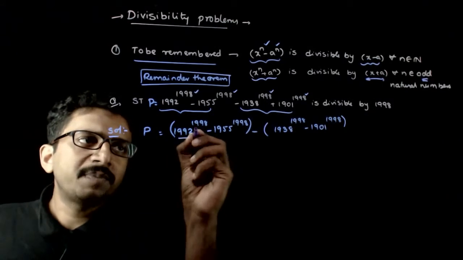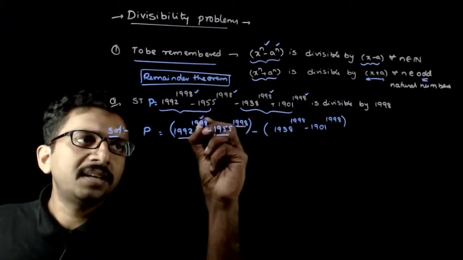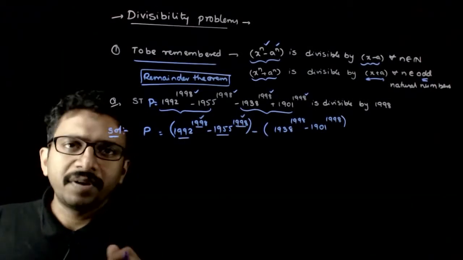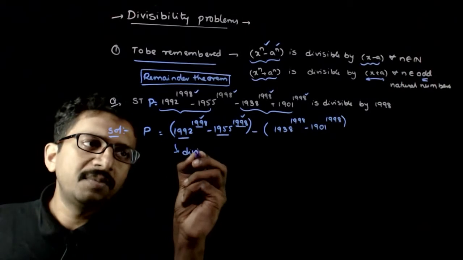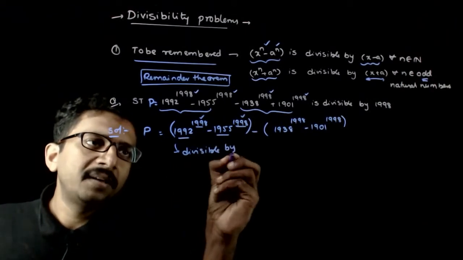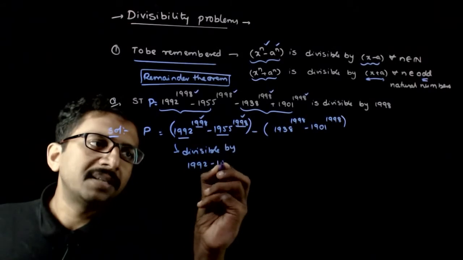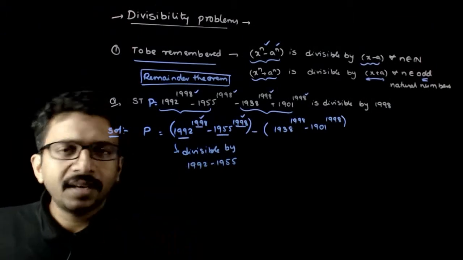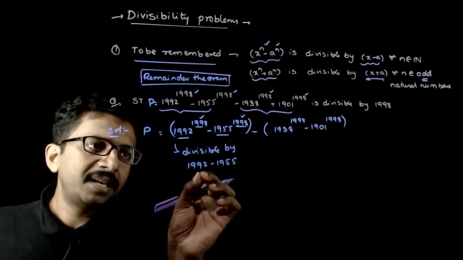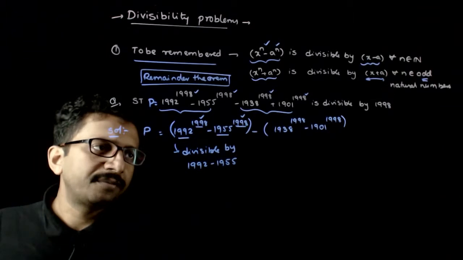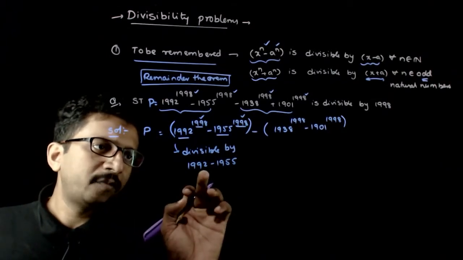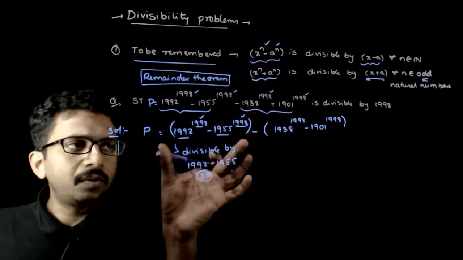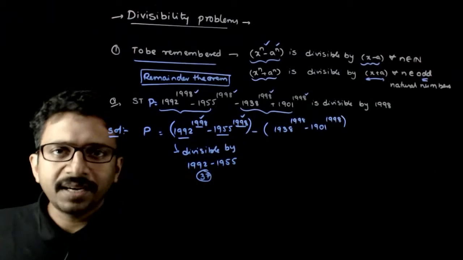So this is of the form x power n minus a power n. You can see that 1998 and 1998 are the same. So x power n minus a power n is divisible by 1992 minus 1955. So what is 1992 minus 55? 42, and 42 minus 5 is 37. So this group is divisible by 37.